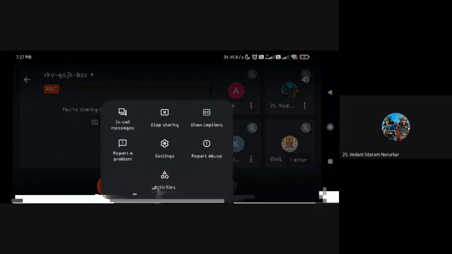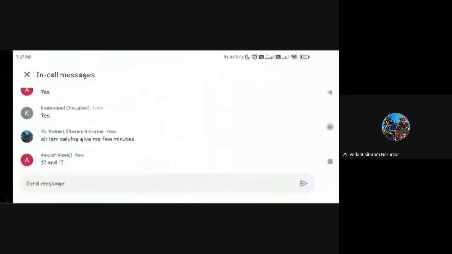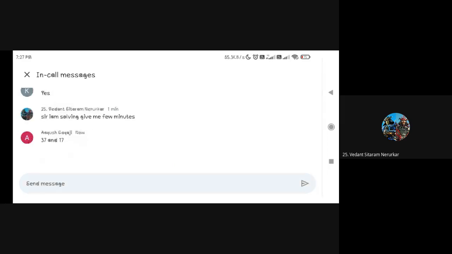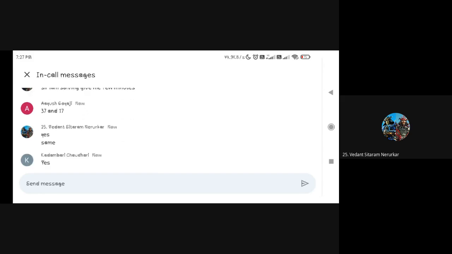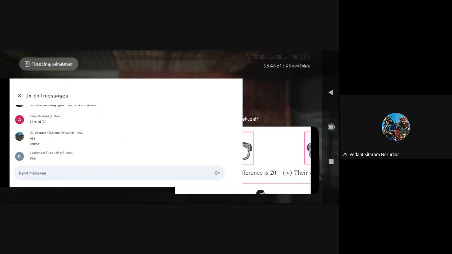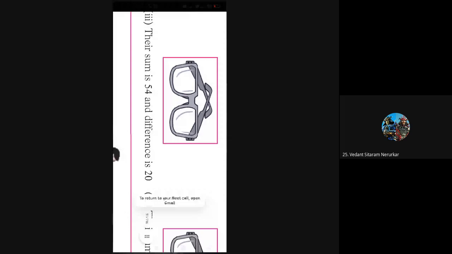Okay. So we have one answer. Ayush says it is 37 and 17. Same answer for you also, Vedant. Great. So 37 plus 17 is 54 and 37 minus 17 is 20. So that is our correct answer. Right? Okay. So now we have to frame one question like this.